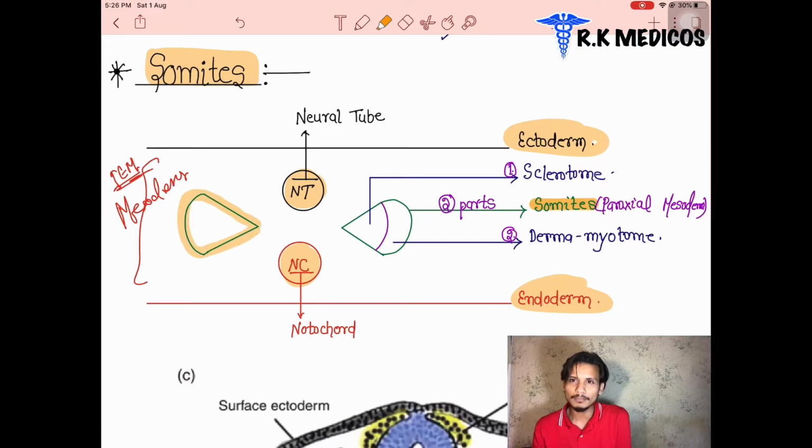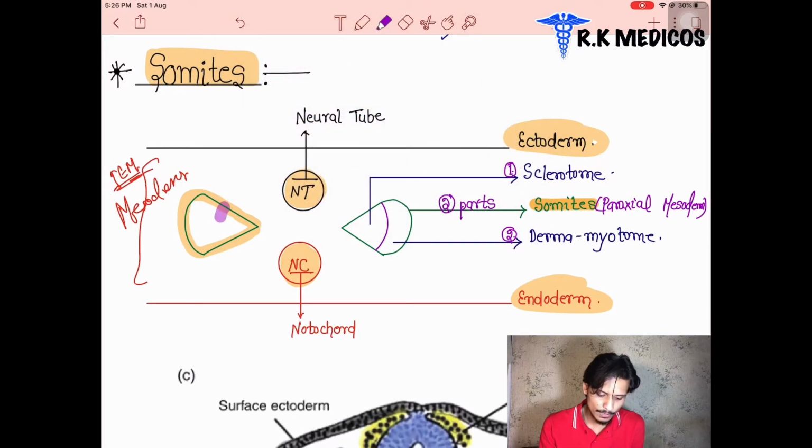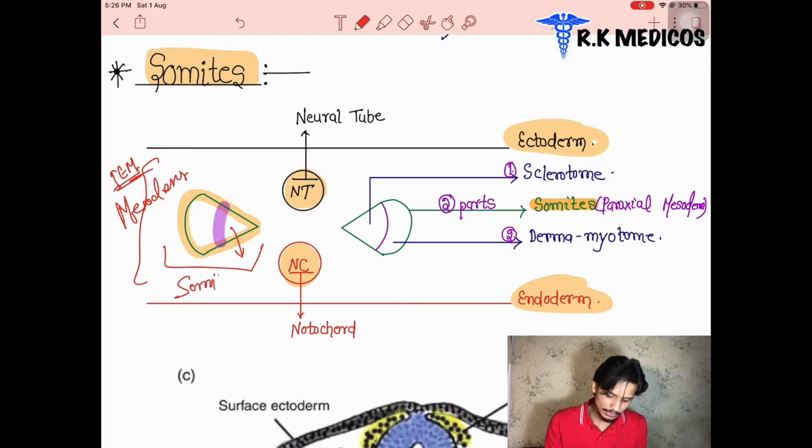The somites are the paraxial mesoderm, and they are divided into two parts. This whole structure is called somites, and this whole somite is going to divide into two parts. Now you tell me, what are the two parts of somites? The inner one is called the sclerotome, and the outer one is called the dermamyotome.